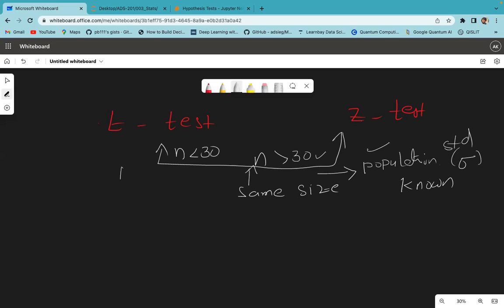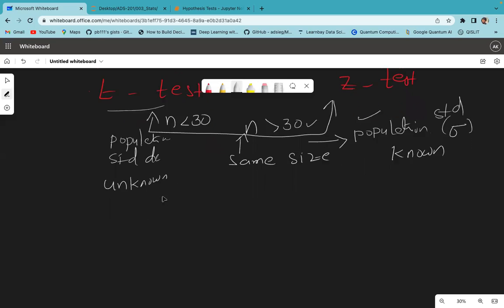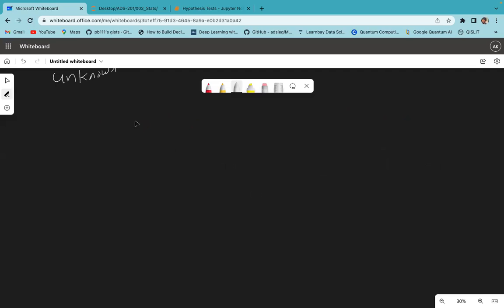And if the population standard deviation is unknown, then I would like to look for the t test actually. Clear? I hope you understood when we should apply the t test and when we should apply the Z test. And coming to the Z test, which works based upon the Z score.